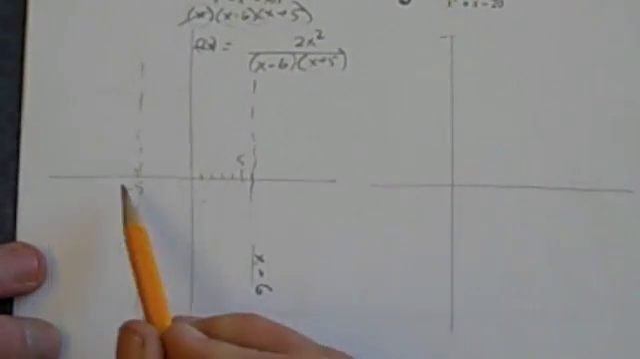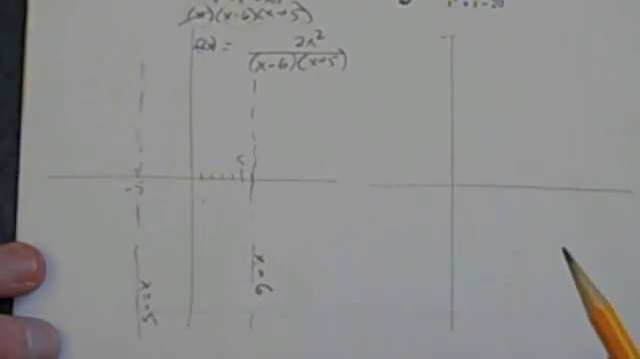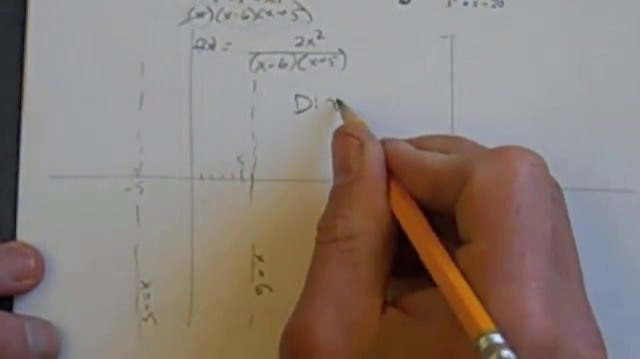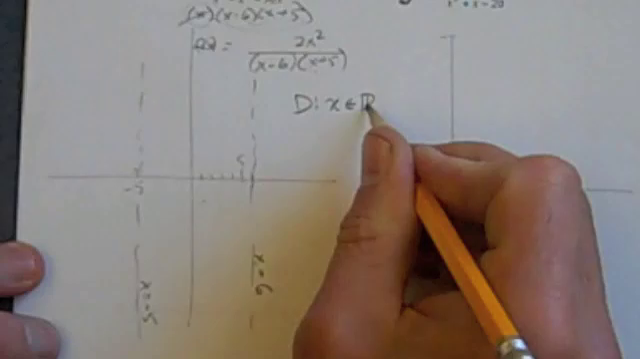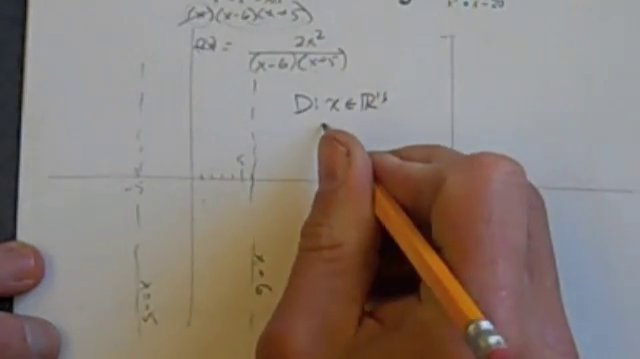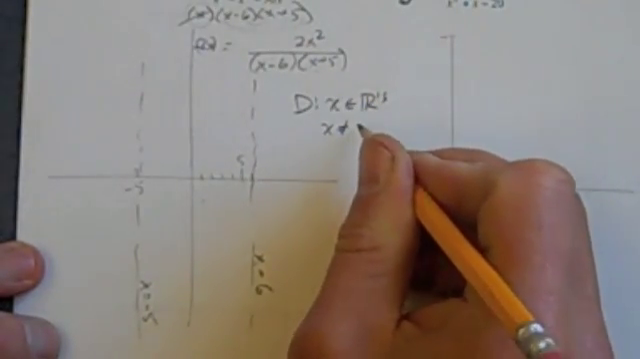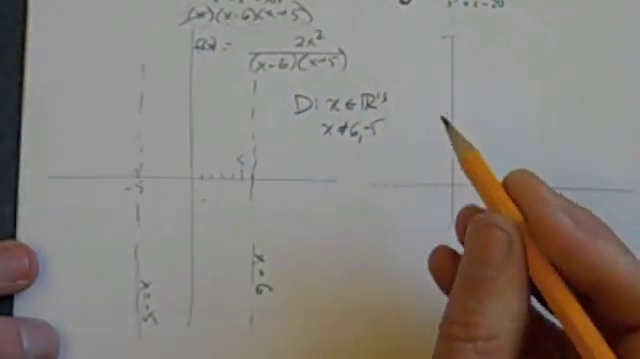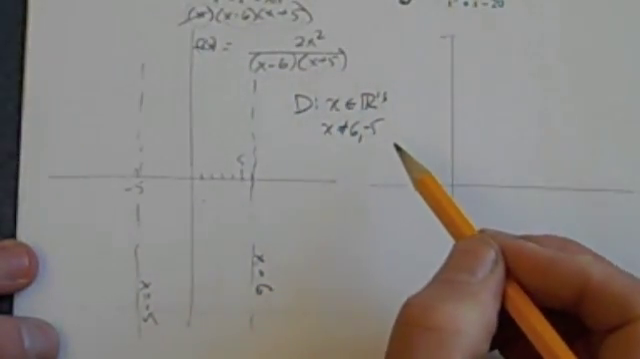Then that is really the restrictions on the domain. So this would be a great time to just say the domain x is an element of all real numbers. That's the shorthand for that. X cannot be equal to 6 or -5. Okay? The range then are the values that come out.